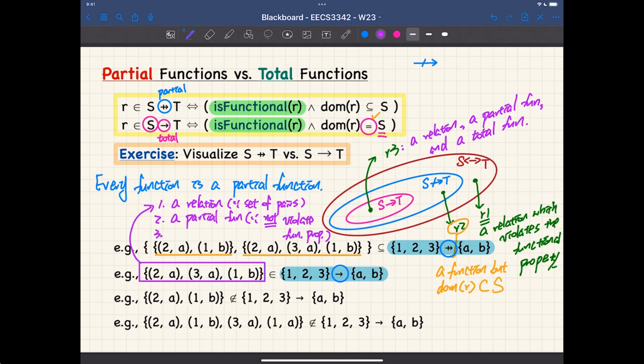Number 3 is also a total function because its domain 2, 3, and 1 is exactly equal to the left set 1, 2, 3. Domain is exactly equal to the left set S. Right? I'm being a little bit informal here when I write it equal, but you know what I meant.